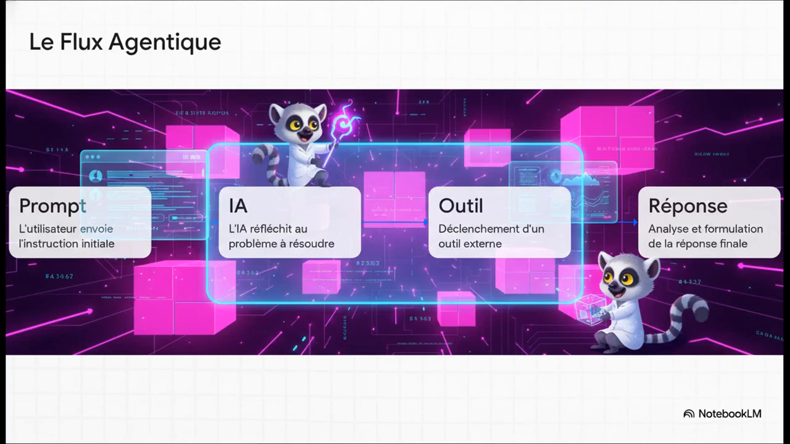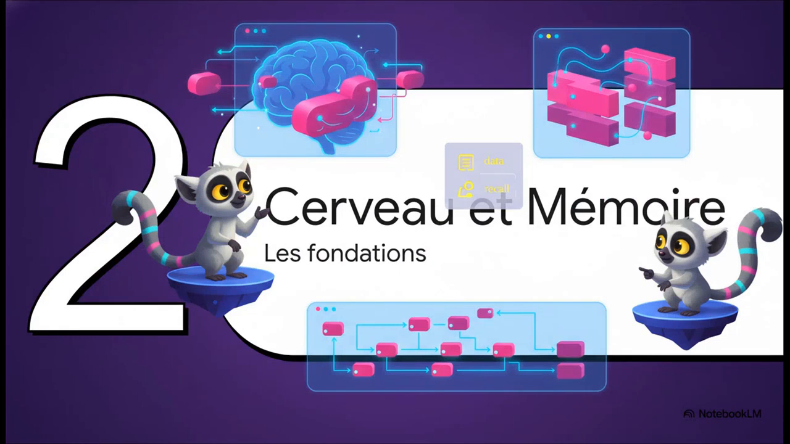To really understand how it works under the hood, you have to look at what's called the agentic flow or the REACT loop, which stands for reasoning and actions. It's fascinating. The user sends their initial instruction, the prompt. The AI receives that, thinks about the problem, decides on its own to trigger an external tool to look for the solution, analyzes the result it gets, and finally formulates its final answer. It's a real multi-step process, and it's incredibly effective.